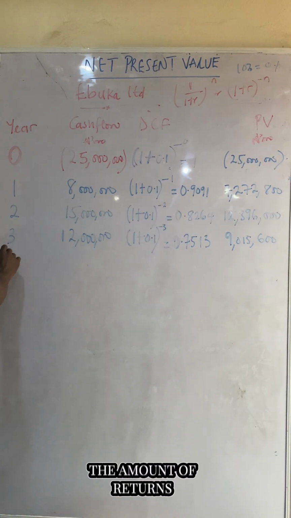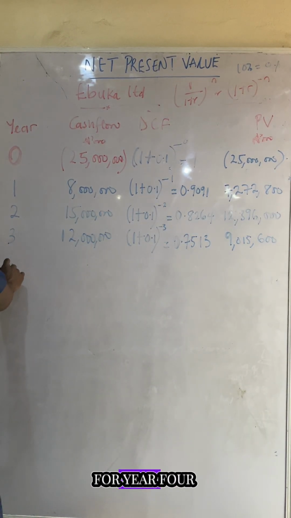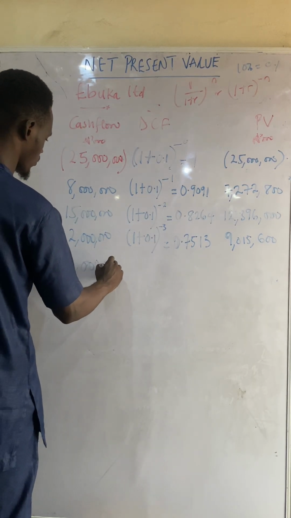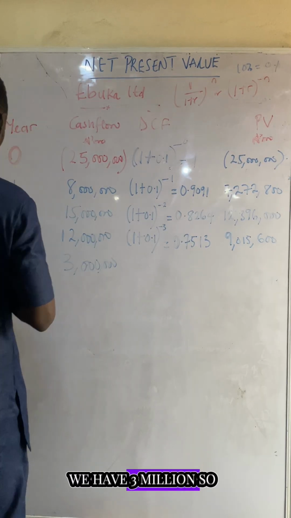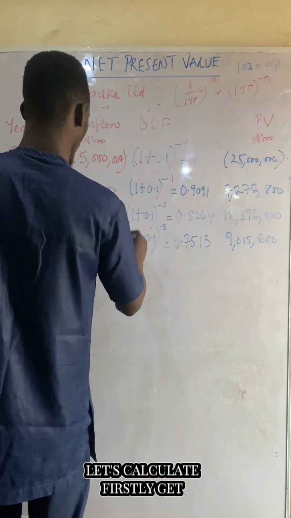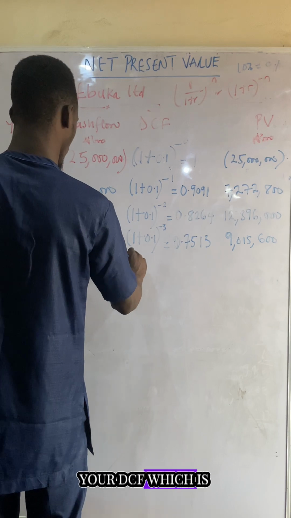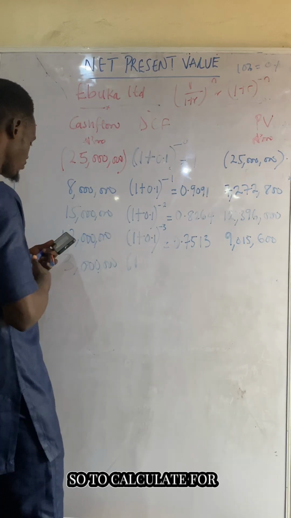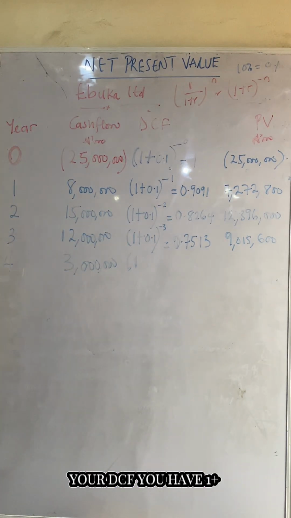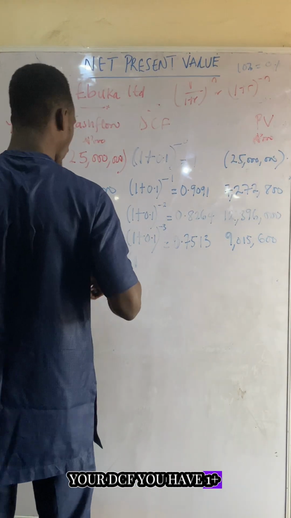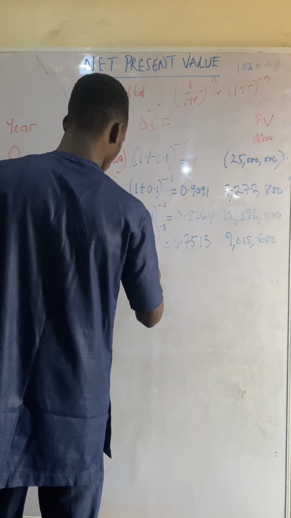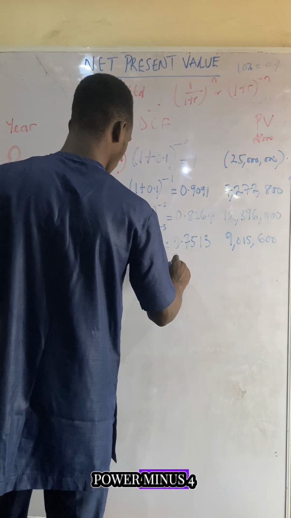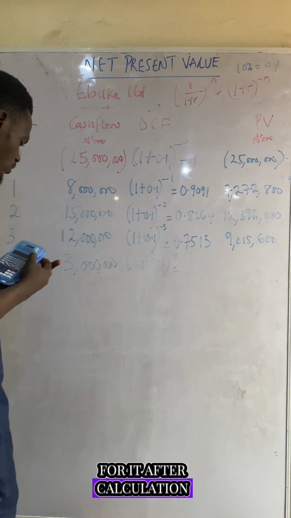Let's see the amount of returns. For year 4, you have 3 million to be the amount of return. We have 3 million. So let's calculate. Firstly, get your DCF, which is, please don't mind my marker. My marker is fading out already. So to calculate for your DCF, you have 1 plus 0.1 all raised power minus 4. Let's get the DCF for it after calculation.